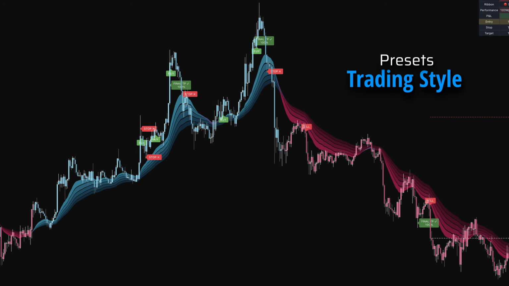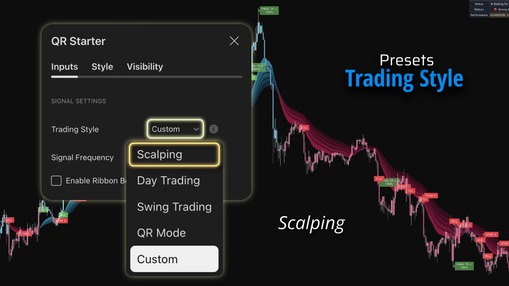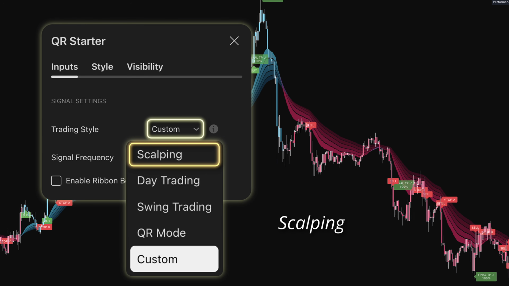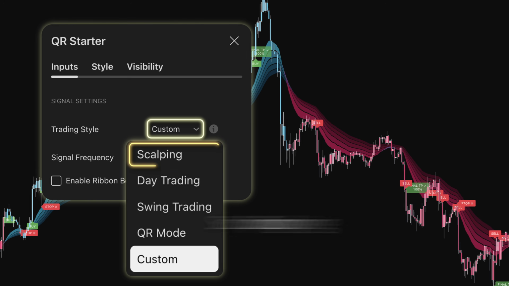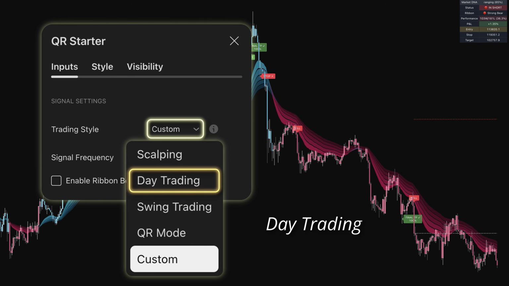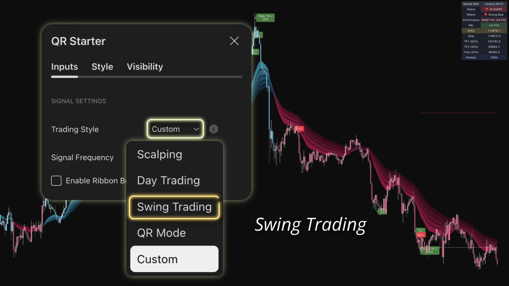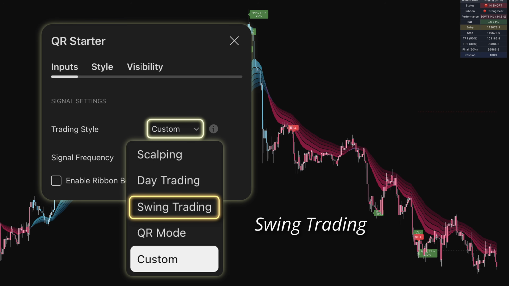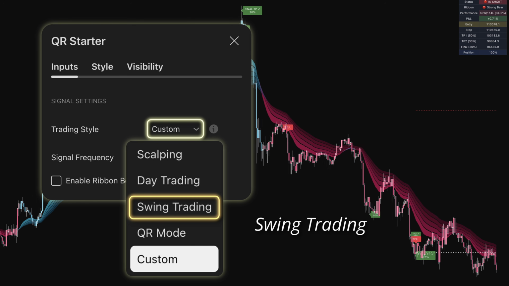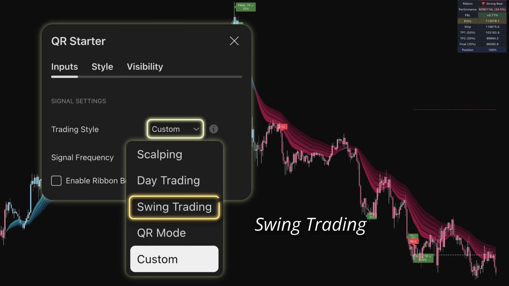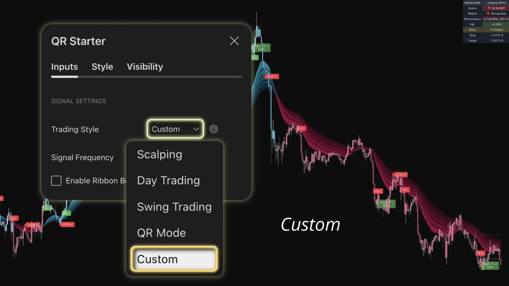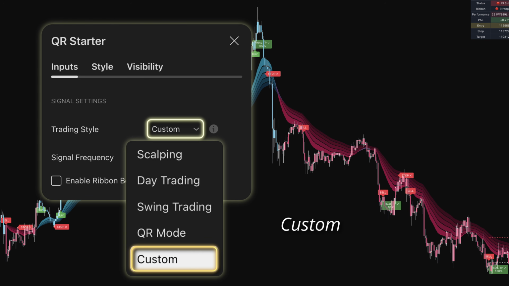4 presets that configure the system for you. Scalping, optimized for quick trades on lower time frames. Fast signals, tight risk. Day trading, the middle ground for most traders. Balanced signals and risk management. Swing trading, for holding positions longer. Selective signals, wider stops, partial take profits enabled. Custom, full manual control. Adjust everything yourself.